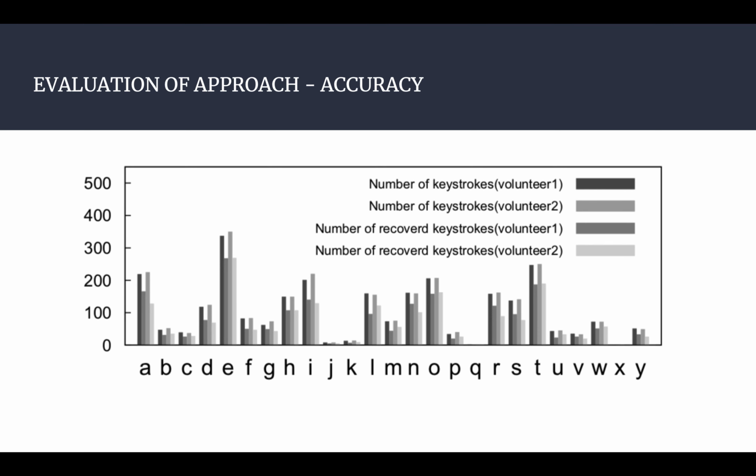So let's look at the accuracy across the alpha characters. You can see every character was typed at least once with the exception of the character Z, which wasn't typed. The character E was the most typed letter with 337 and 350 keystrokes between the two volunteers. The average accuracy for that letter was 78.1% with 268 and 269 keystrokes recovered respectively between the two volunteers. So fairly high.